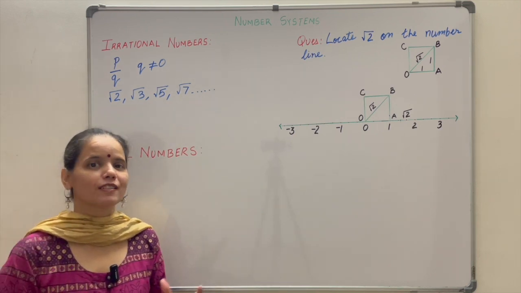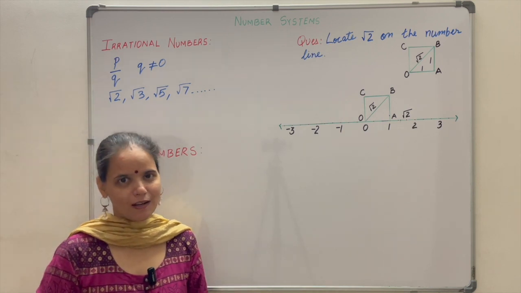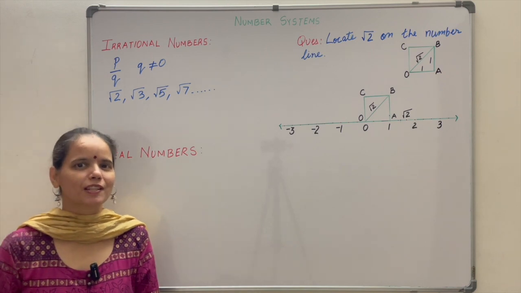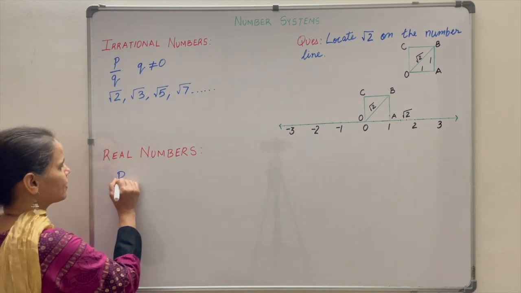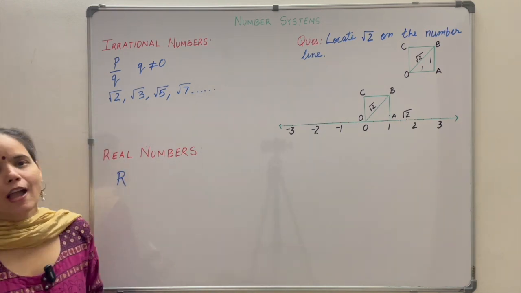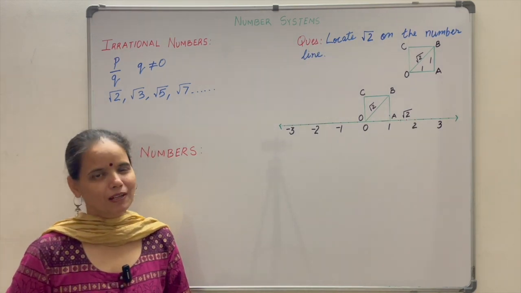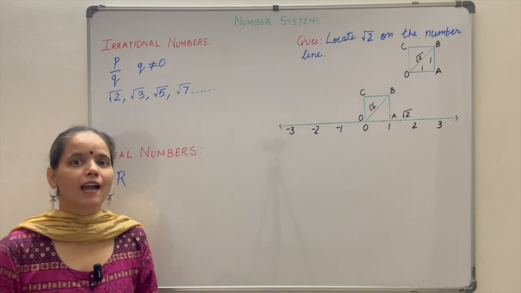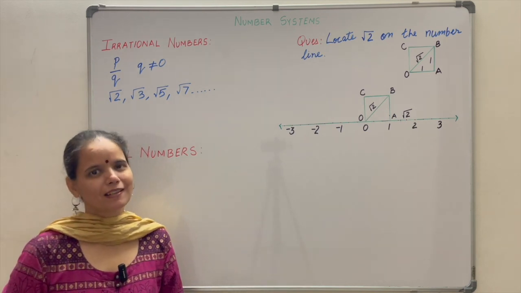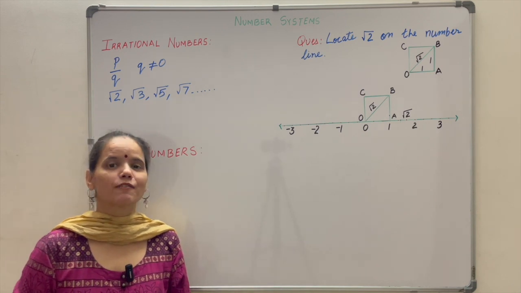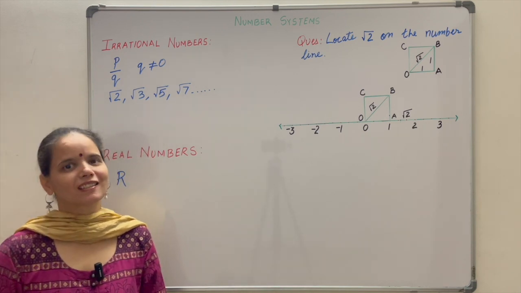The collection of rational numbers and irrational numbers is called real numbers. It is denoted by capital letter R. Every real number has a unique representation on the number line, or we can say that every point on the number line represents a unique real number. That is why we call the number line the real number line.